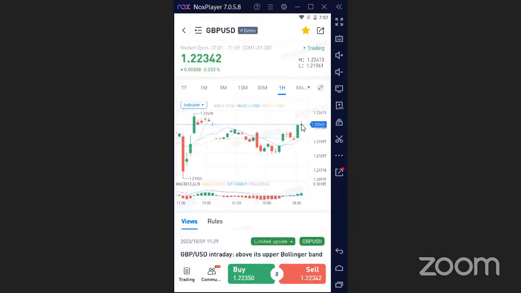So when the market sells, where is your stop loss? Where is your take profit? I always target the low, okay, as my take profit, the recent low. So this is the recent low here. The number on the recent low is 1.21657. So that is my take profit.